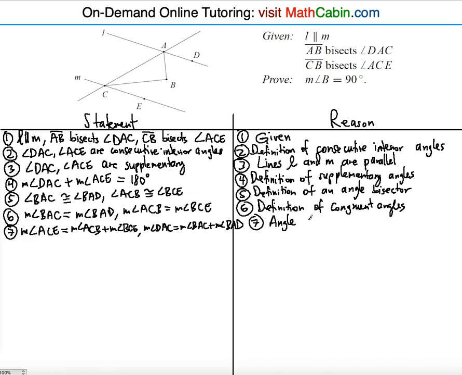Angle addition postulate. Now the next statement, notice that we can use substitution property. So notice that we can say measure of ACE is equal to measure of ACB plus ACB.